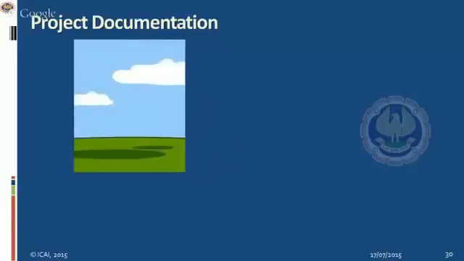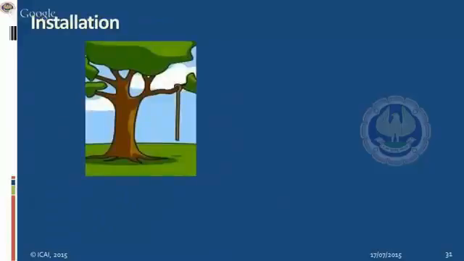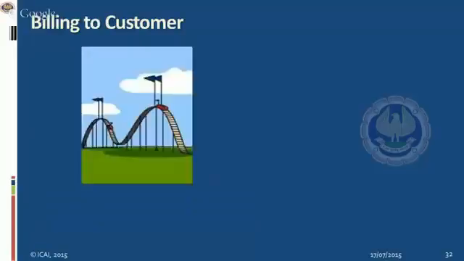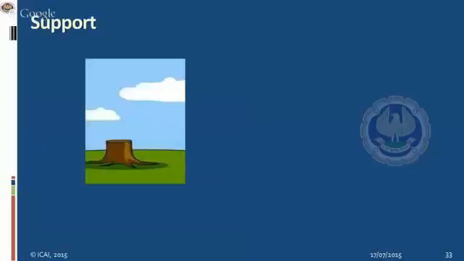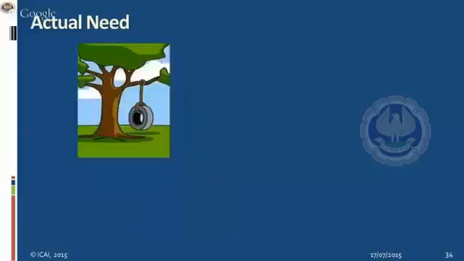When it comes to project documentation, whenever the ERP implementation fails, these are the characteristics: no documentation at all. When it comes to installing the project, actually in installation, only a tree and a rope, nothing else. Billing to the customer is always up and down, it goes on. Support, again, when it comes to providing support to the implementation team, no support at all. And what was the actual need? This was the actual need.